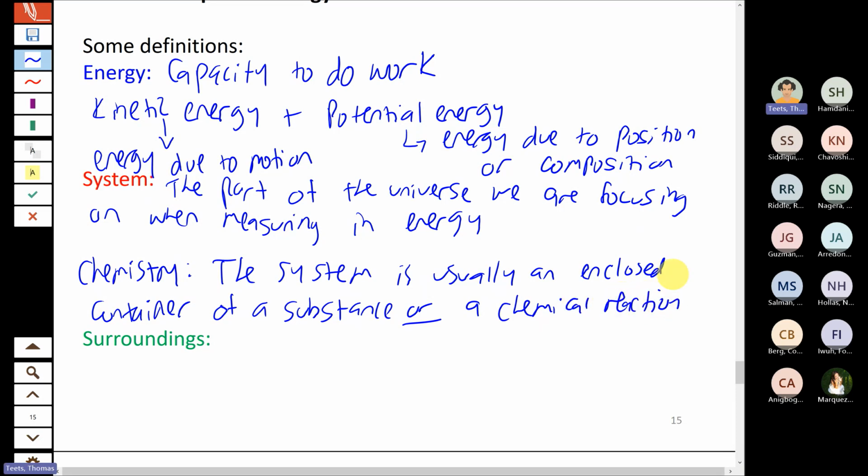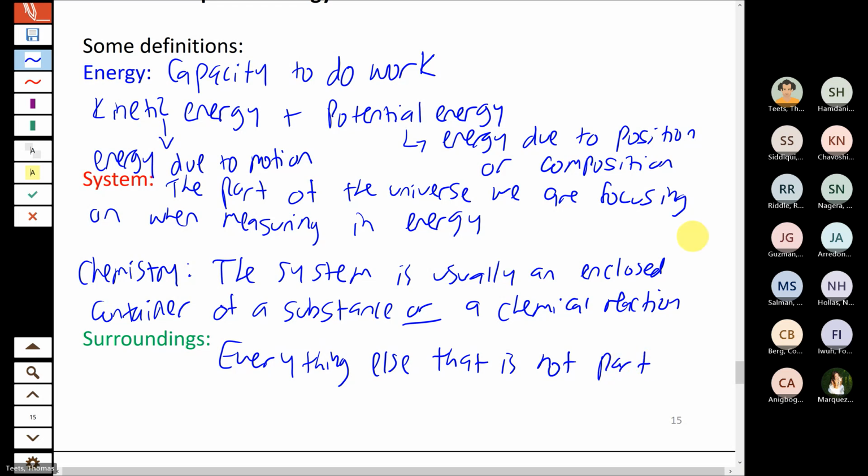So if we're measuring an energy change that occurs as a result of a chemical reaction, the system would be all of the reactants and products that are involved in that chemical reaction. The surroundings is everything else in the entire universe that's not part of the system. All right. So everything else that is not part of the system is classified as the surroundings.